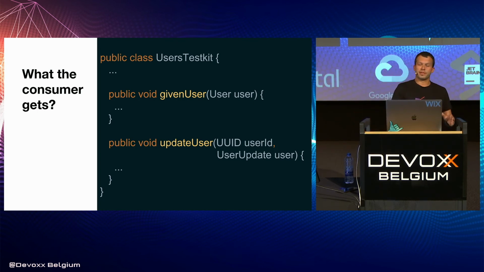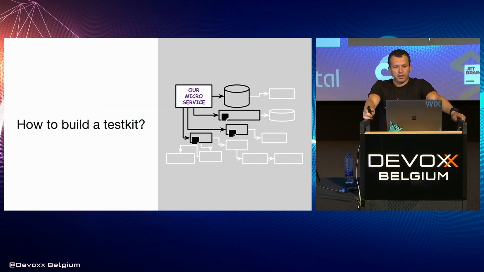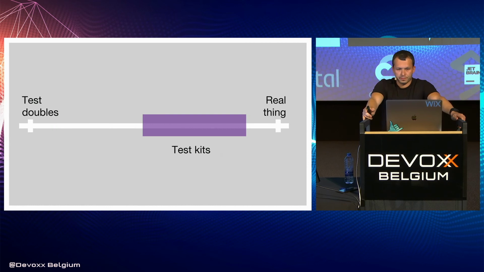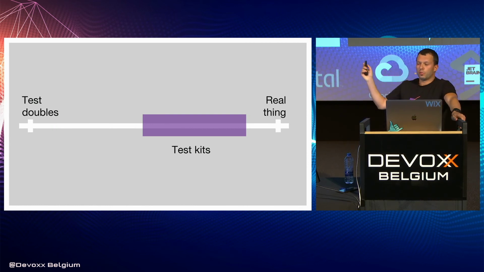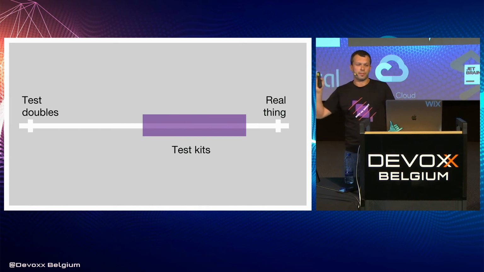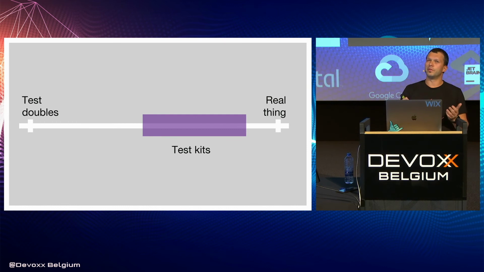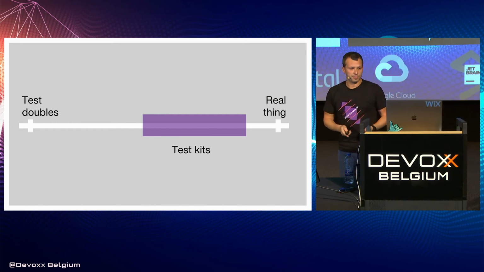So you're convinced. Now you want to build a test kit. Let's see what is needed for this. As a test kit developer, you need to understand what a test kit is. In this bar, we have test doubles on one side and the real thing on the other side. And a test kit is something in between. And for every use case, it can be something else. It really depends on you, on your needs, and you decide what goes in and what not.